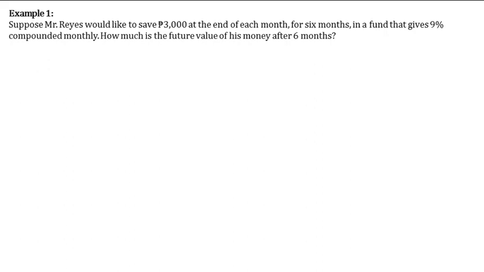So example 1, suppose Mr. Reyes would like to save 3,000 pesos. So ang ating P ay 3,000 at the end of each month for 6 months. So meron tayong T is equal to 6 dahil 6 times nagbayad. In a fund that gives 9% or 0.09 compounded monthly. So yan ay 12 times in a year. How much is the future value of his money after 6 months?